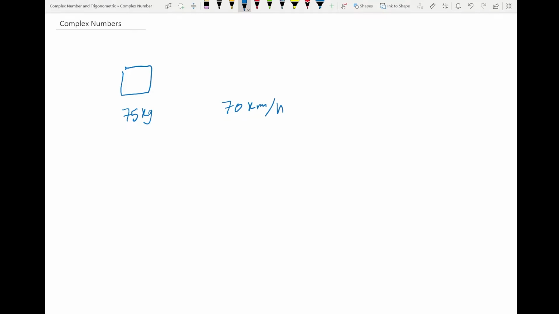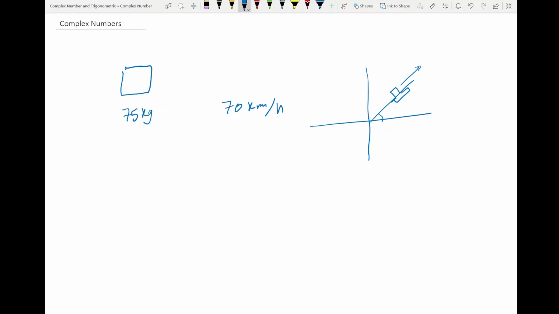However, if I need to express the velocity of a car, then I need two components to express its speed and its direction. So the car maybe is going this way. So I need to express how fast it is going, 70, 80 miles per hour, and also the direction. Is it going northeast, east, west, south?